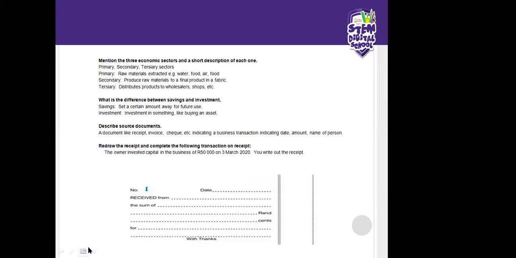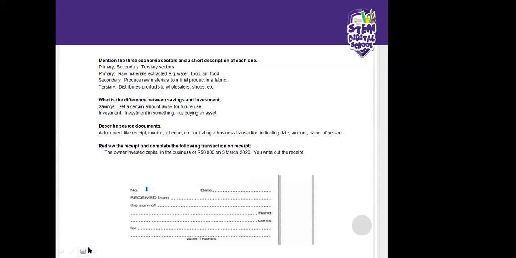Right, here's the first one. They say mention the 3 economic sectors and a short description of each one. So the 3 sectors are primary, secondary, and tertiary sectors. 1 mark each. So there you already have 3 marks, just for mentioning it. Right, and then you need to give a short description with each one.